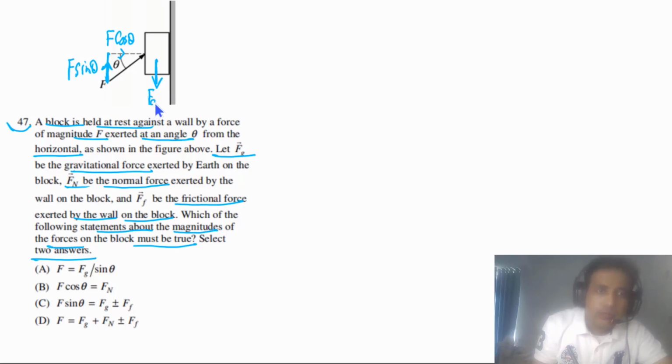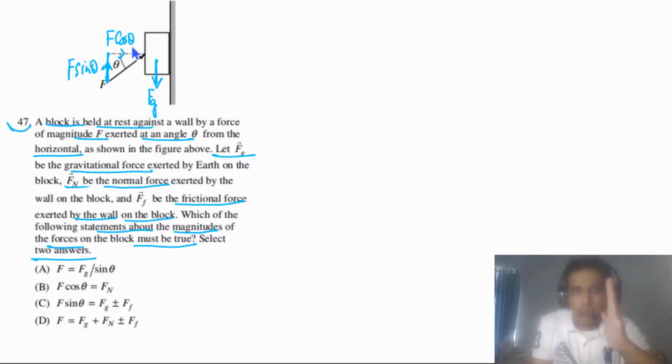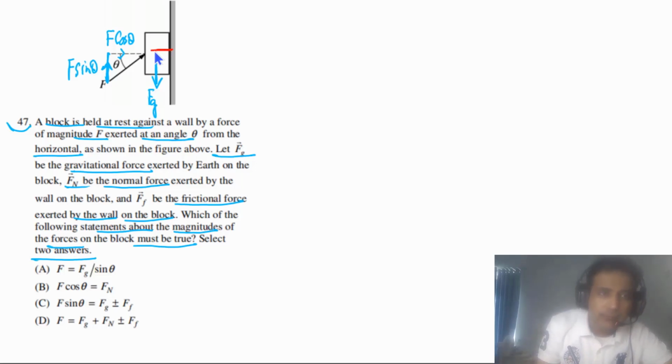We can also draw the force of gravity that is acting on the block. We can say this one is Fg, and there is the normal reaction force acting on the block by the wall. The block is pushed with this force to the right, and the block will push the wall with the same force, and the wall will push the block to the left. So there is a force on the block by the wall, and this is Fn.